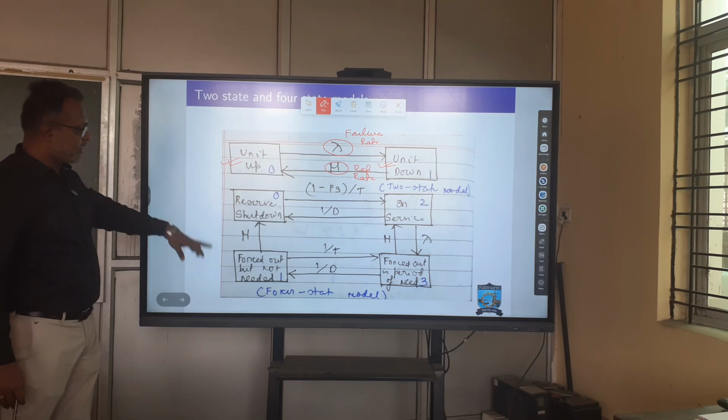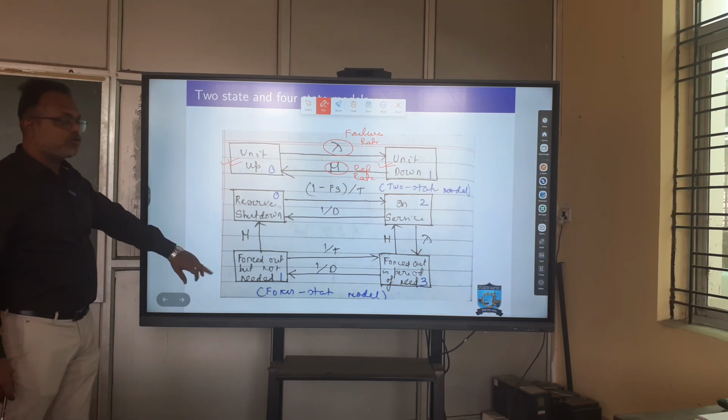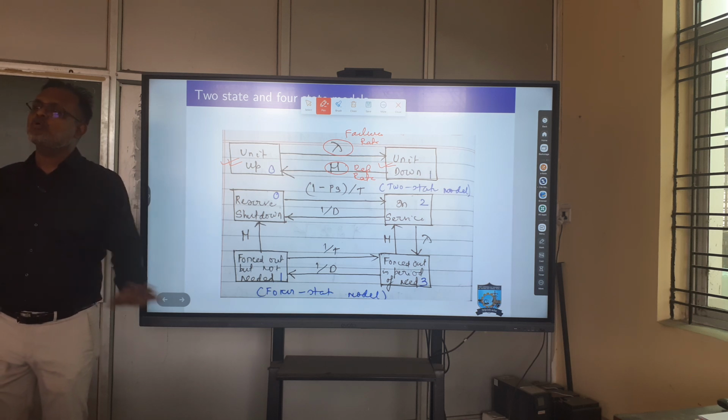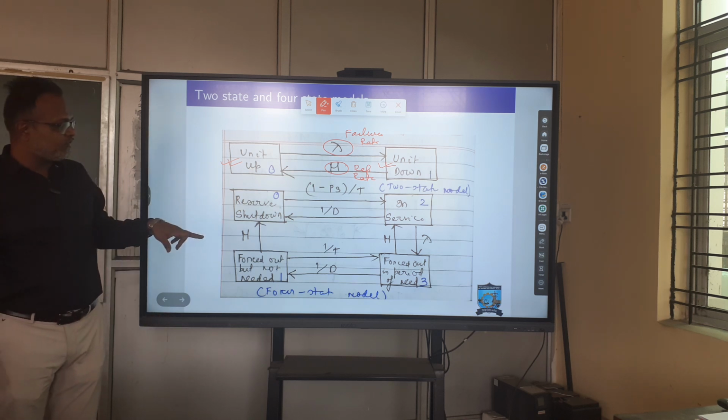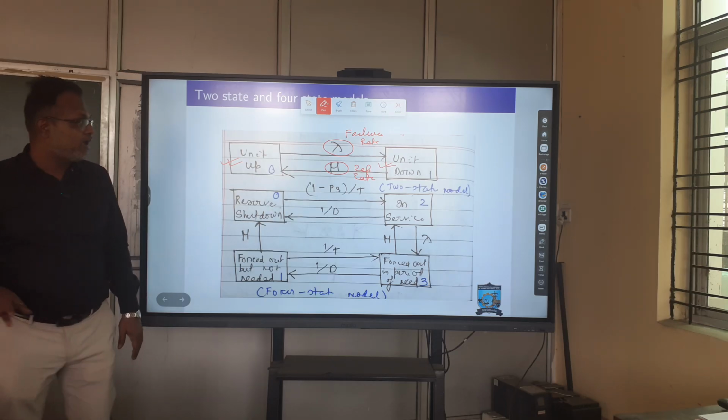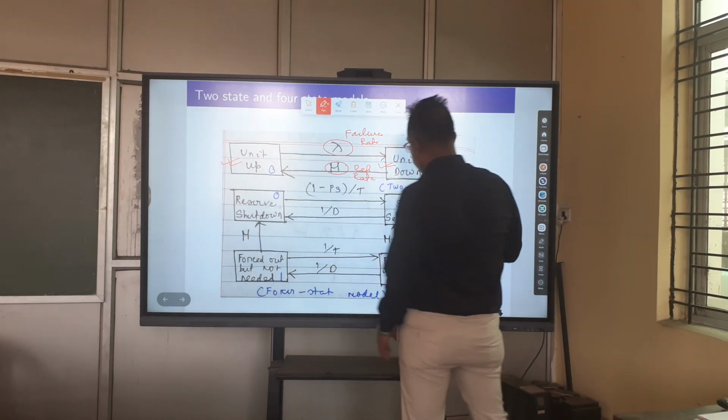The second one is forced out but not needed. It is forced out but it's not required. The generator is not required, there is no load. The third state is forced out in the period of need. That means it is actually out. And the fourth, the last one, is in service.